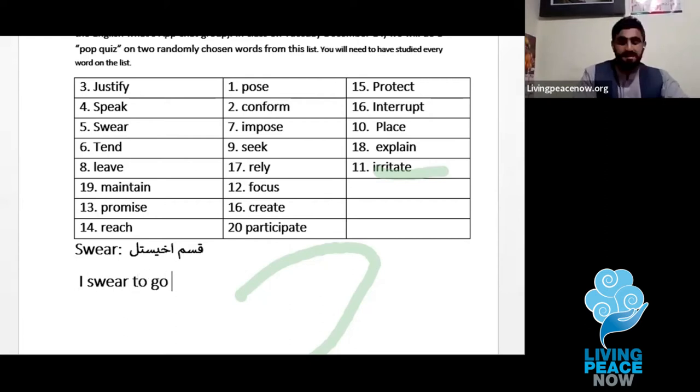I swear to God. Yes, I swear to God. That means I don't want to live. Swear means pledge, an oath. Swear, is it a noun or a verb? Noun?